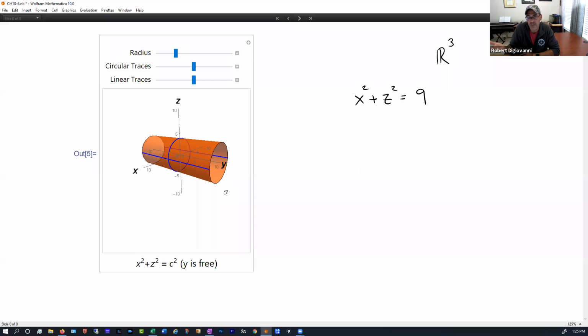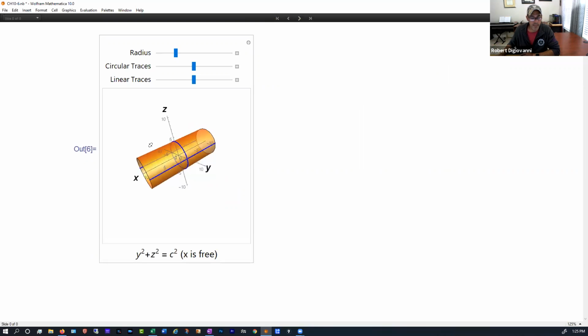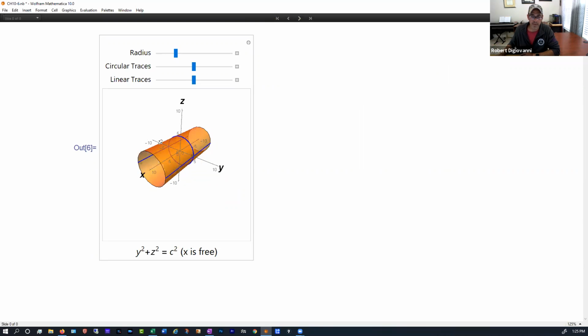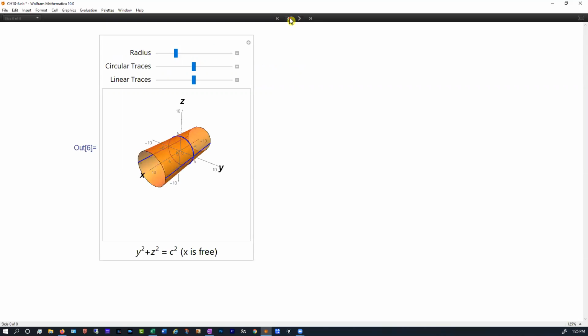Of course, there's one more we could have, right? We could have the X be free. If we free up the X, then it's going to come down the X-axis. That's this scenario. We still have circles and lines when you talk about the traces. All right, cylinder, done, put it away, we're good. We're looking for two variables squared, addition sign between them, equals a number. We're in R3, that's a cylinder. I have a question. Yes. So it just goes on infinitely, and whichever variable is free, it just goes on forever.